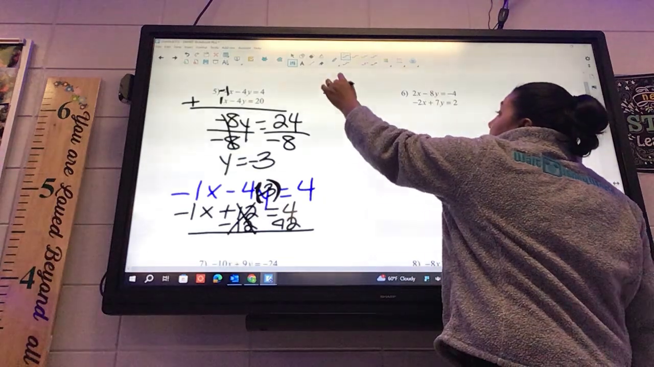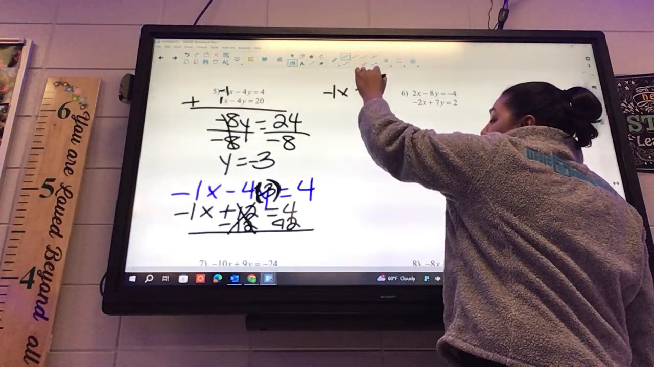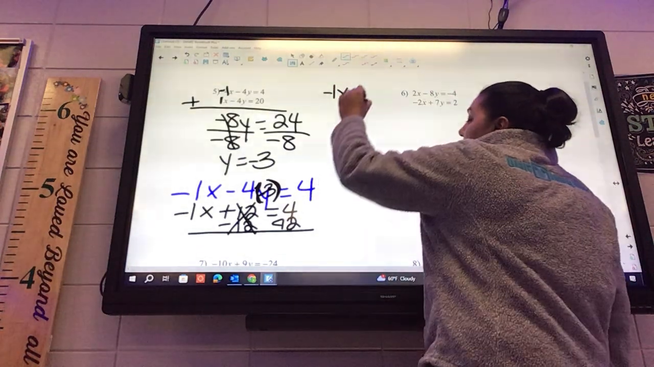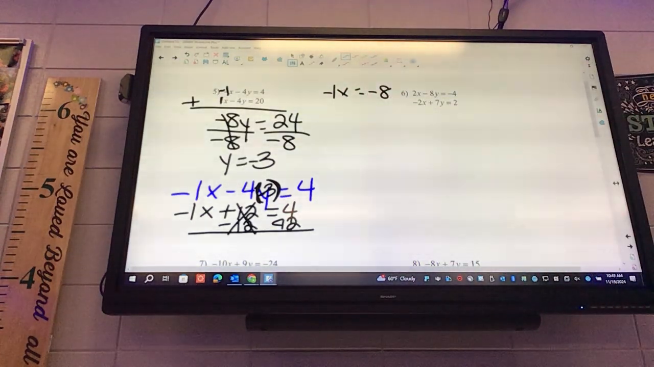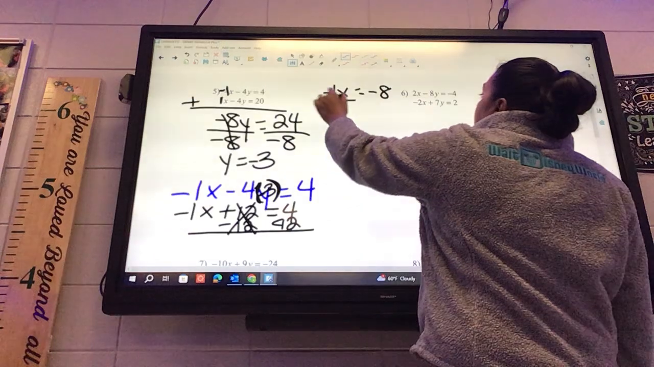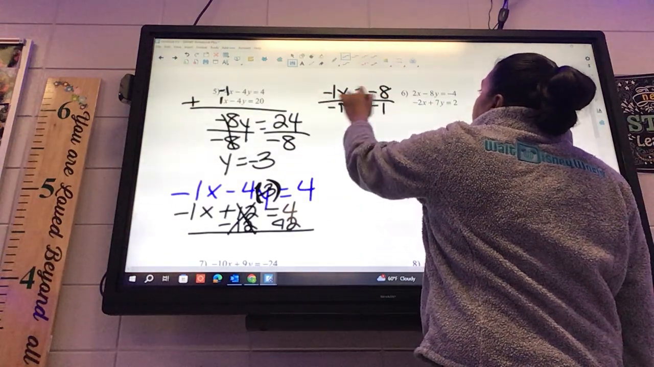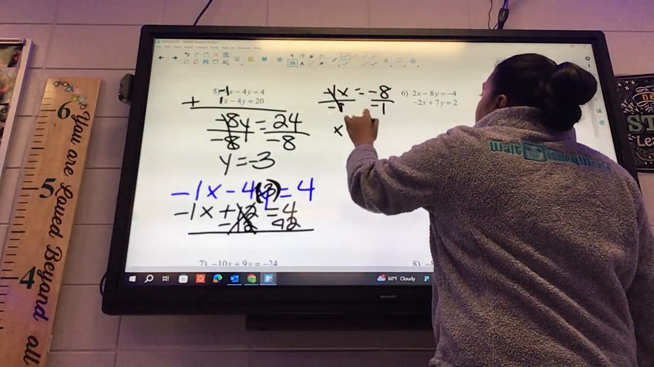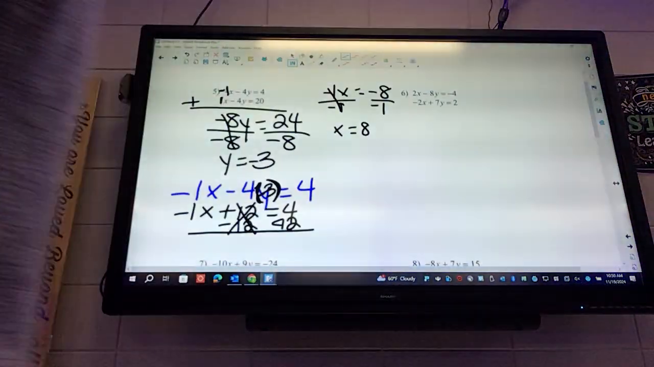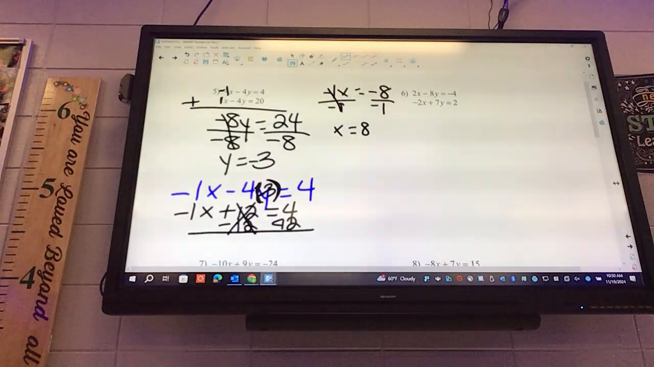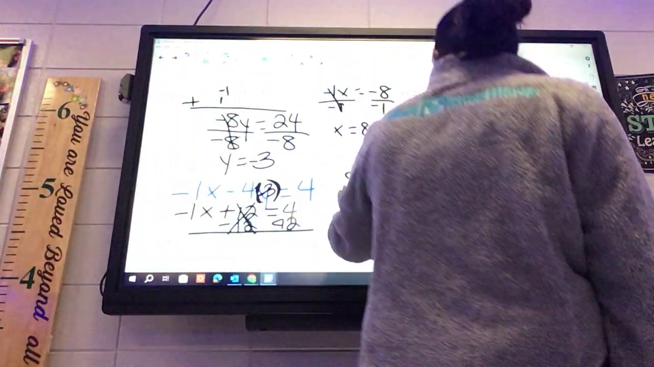Okay, so I'm going to get negative 1x equals what? Negative 8. And then what? Divide by negative 1. So we're going to get x equals a positive 8. So what is my coordinate? 8 comma negative 3.